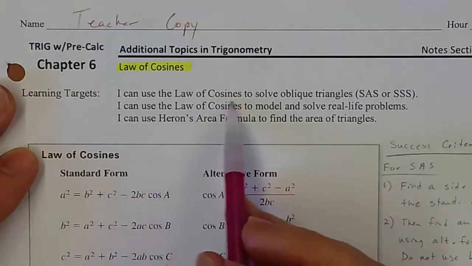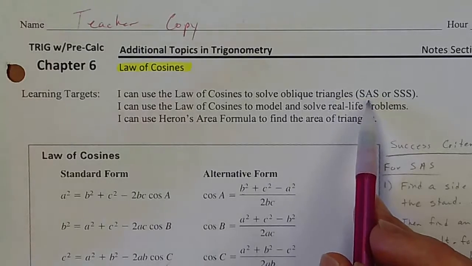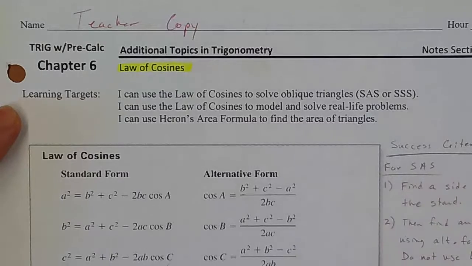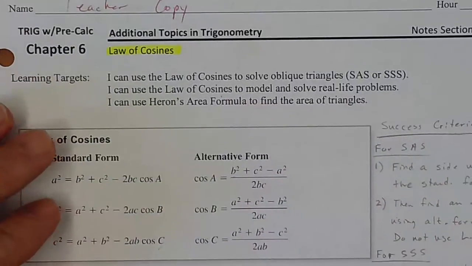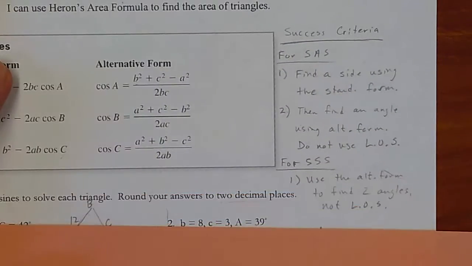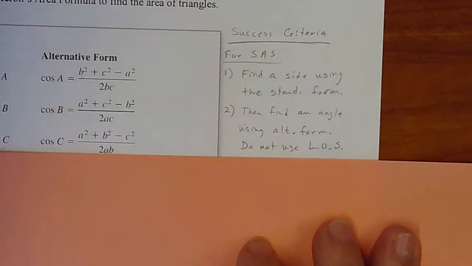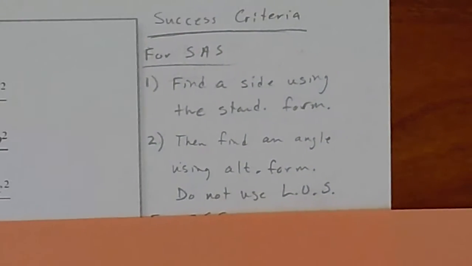So I can use the law of cosines to solve oblique triangles. The information they give us, I don't really memorize the conditions, but they happen to be side-angle-side and side-side-side. We'll probably save the real life application problems till tomorrow, and the Heron's area formula. Here are some steps to help you manage the process. Feel free to write these over in the margin as well.